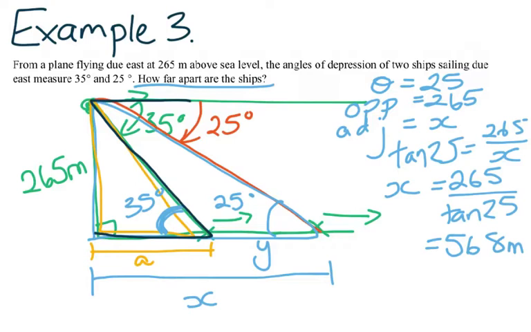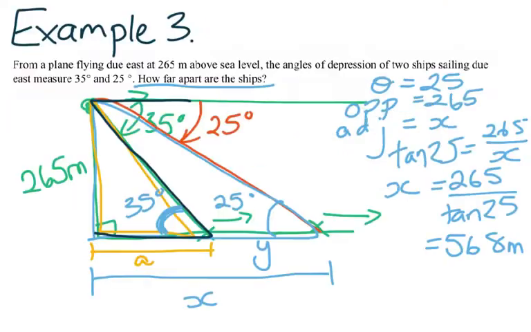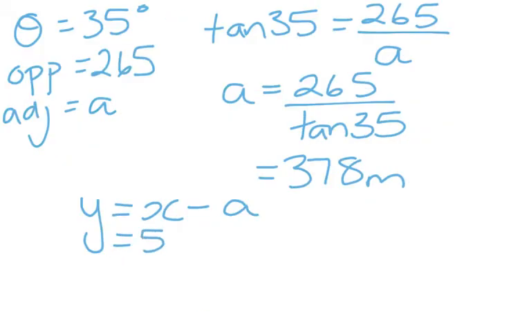Okay, so if we go back to our diagram, we have X and we know A, but we were asked to find how far apart the ships are. So to get Y, we're going to do X take away A. So Y is equal to X take A. So we have 568 take 378 to get 190 metres. And then you would end with a sentence, the ships are 190 metres apart.